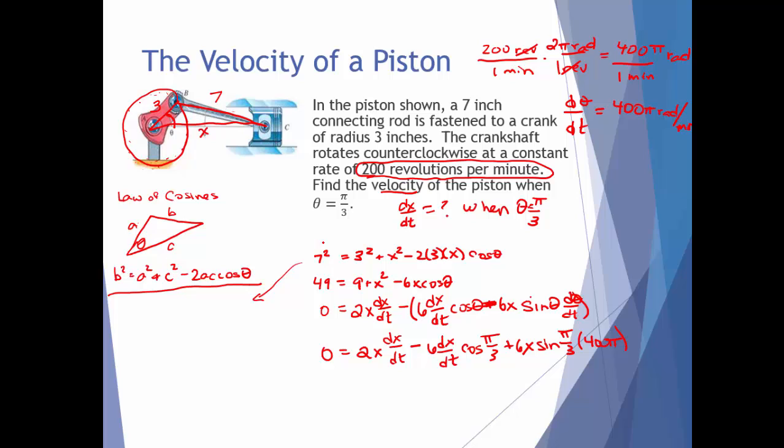Keep in mind, this equation is good for all x values. We are specifically looking for x at the moment in time when theta is equal to pi over 3. So from the original equation, before we took derivatives, we know that 49 should equal 9 plus x squared minus 6x times the cosine of pi over 3. But remember, the cosine of pi over 3 is 1/2.